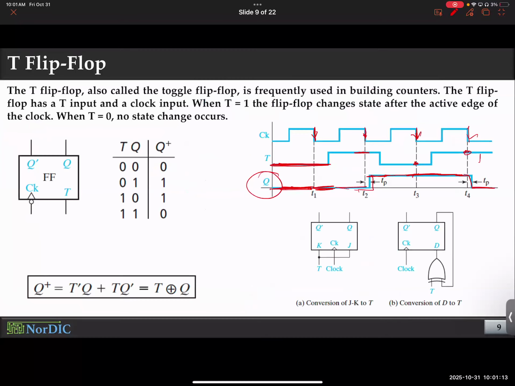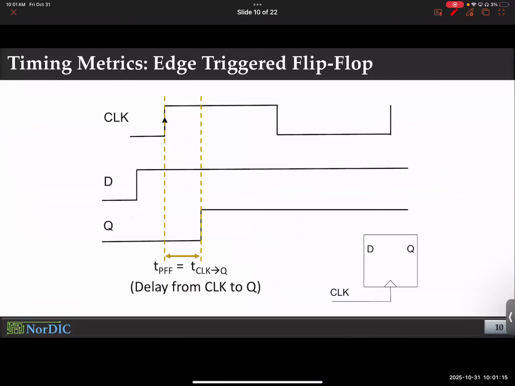Okay. So, all right. That's where we stop today with the T flip-flop. We'll start with timing matrix in the next class.